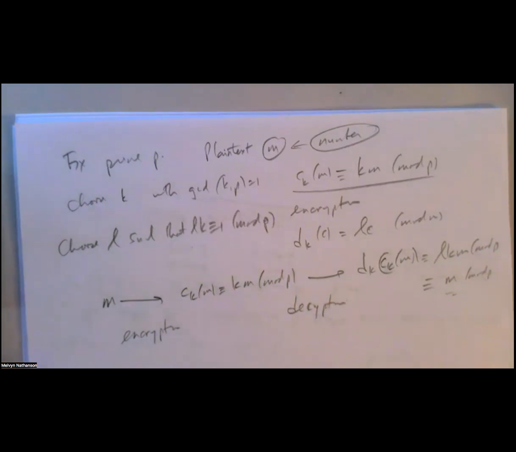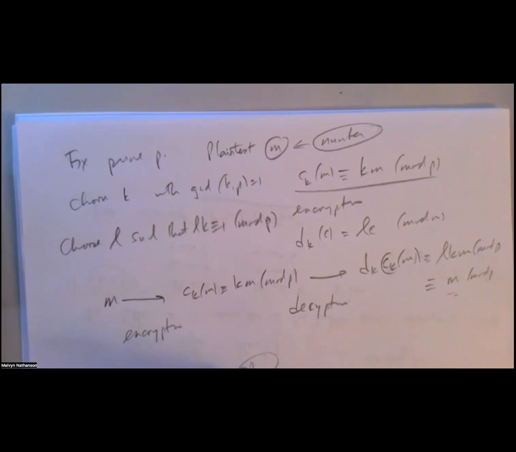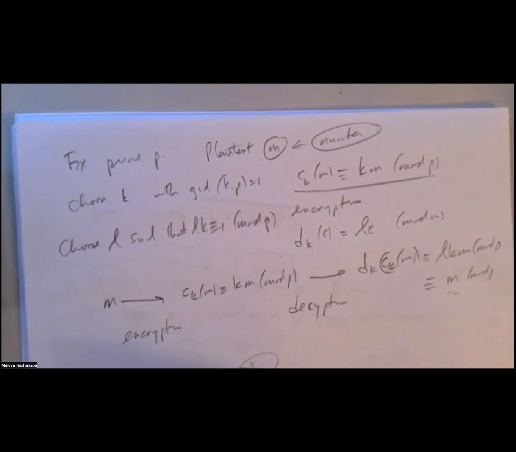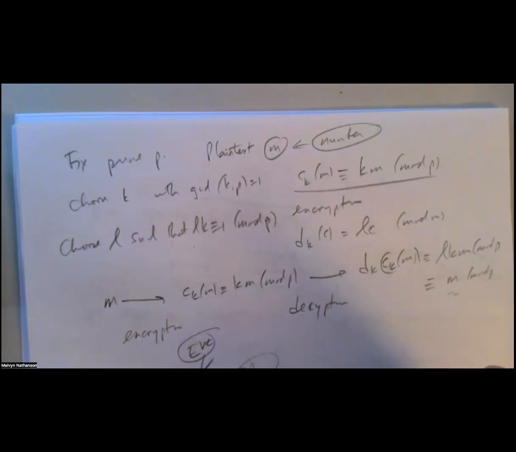And again, here's Alice. Here's Bob. Alice has a message M she wants to send. So she encrypts it. And what she sends is the message C. And then Bob decrypts it. So M goes to C. C goes to M. And Eve, who intercepts the message, finds C, but she can't decrypt it because she doesn't know K or L.